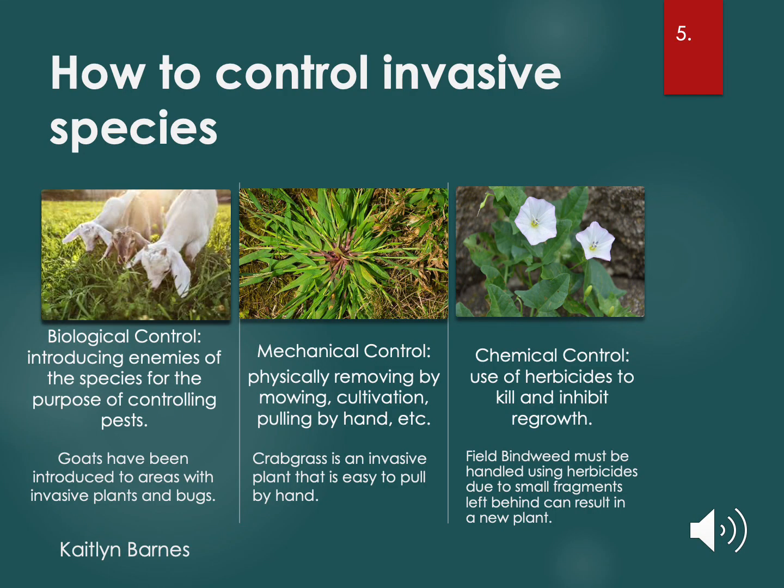How to control invasive species? There are three ways. One is biological control. This is introducing enemies of the species for the purpose of controlling the pests. One example of this would be goats. They are introduced into the area with the invasive plant or bug, and the goats just eat all of the pest.